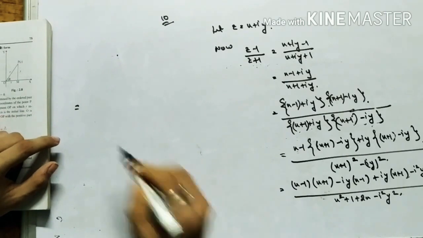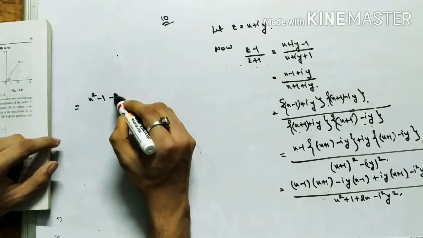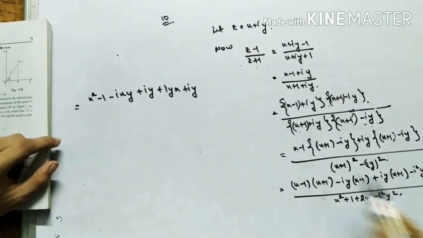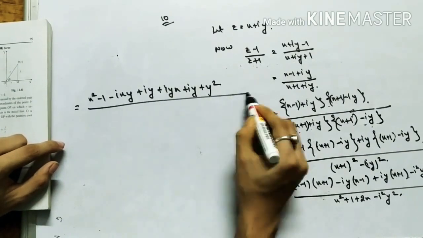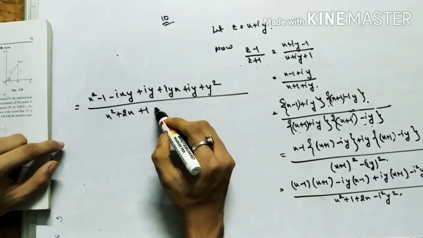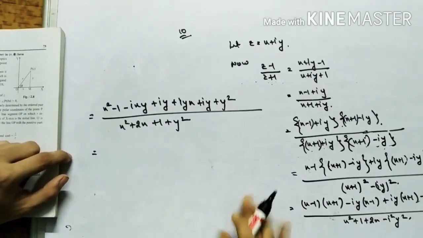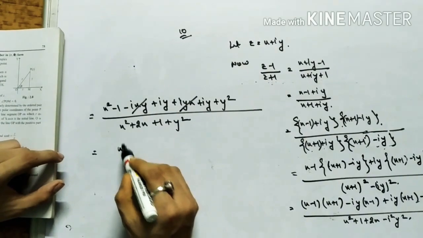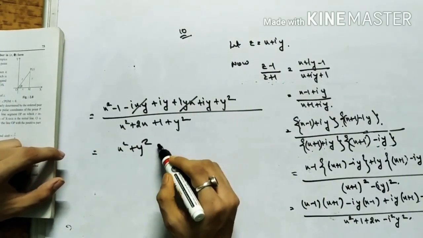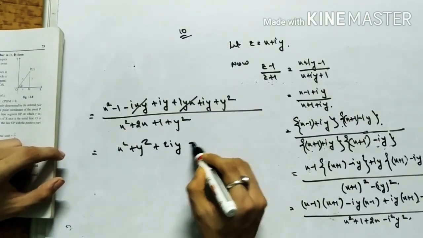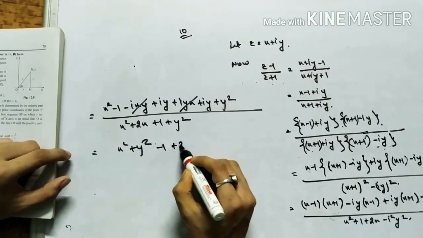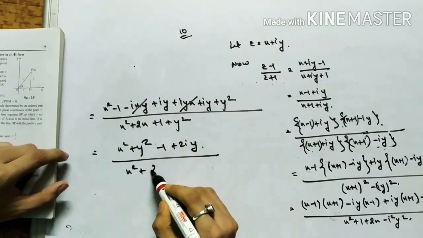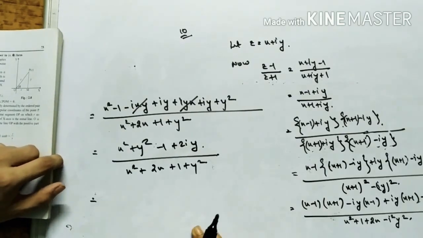Now again, a plus b into a minus b formula: x square minus 1, and the iy terms cancel out. Since i square is minus 1, the denominator will be x square plus 2x plus 1 plus y square. So I got x square plus y square minus 1 plus 2iy, divided by x square plus 2x plus 1 plus y square.